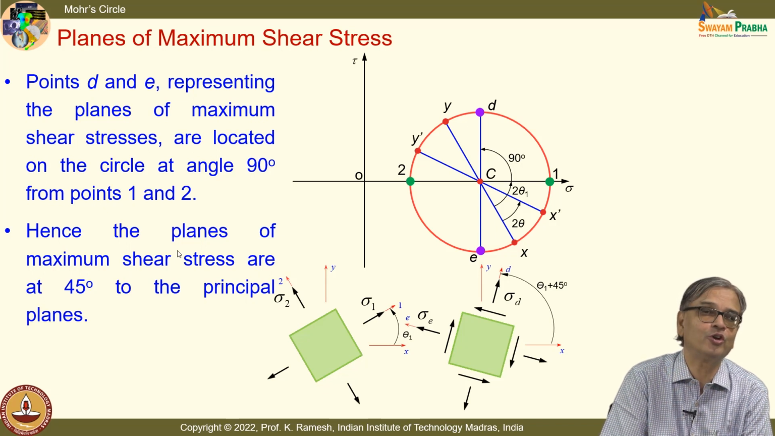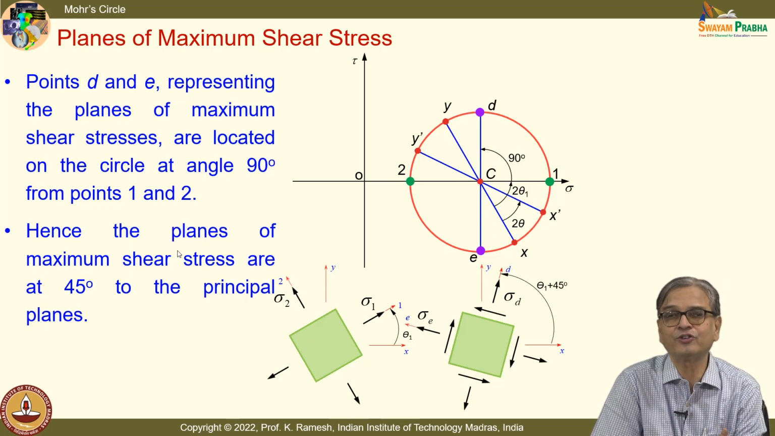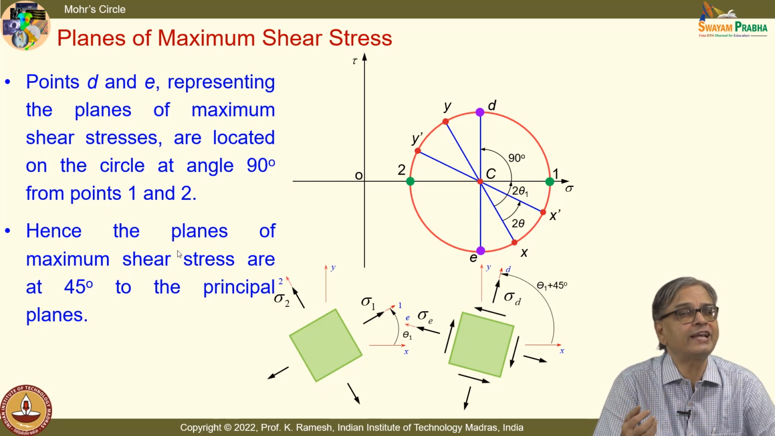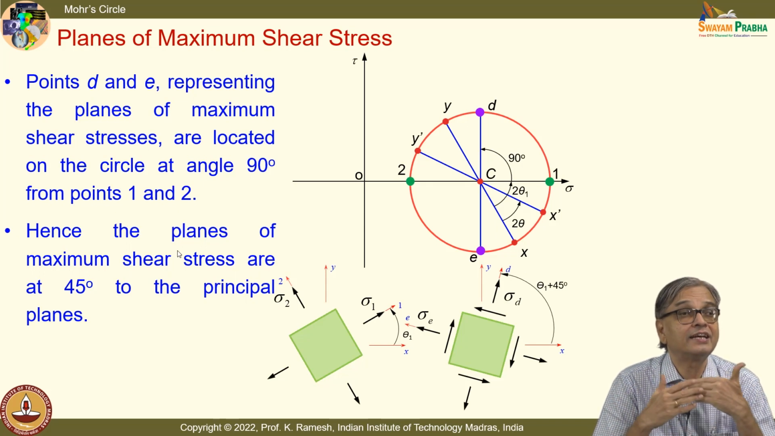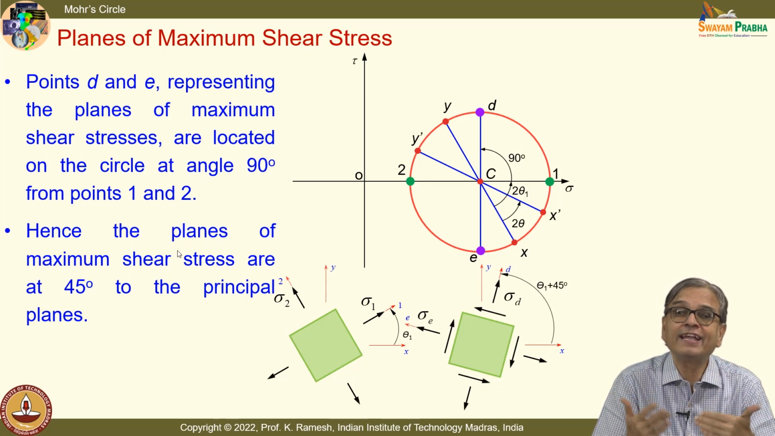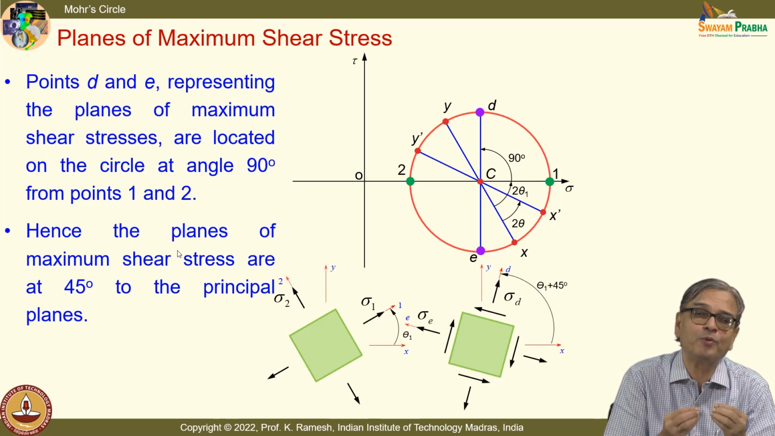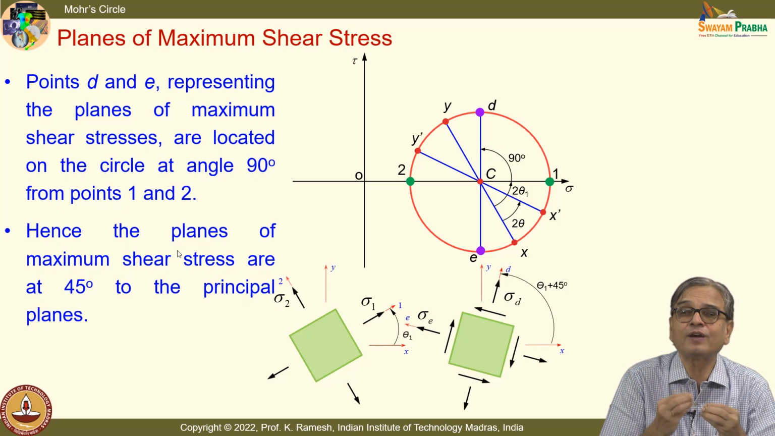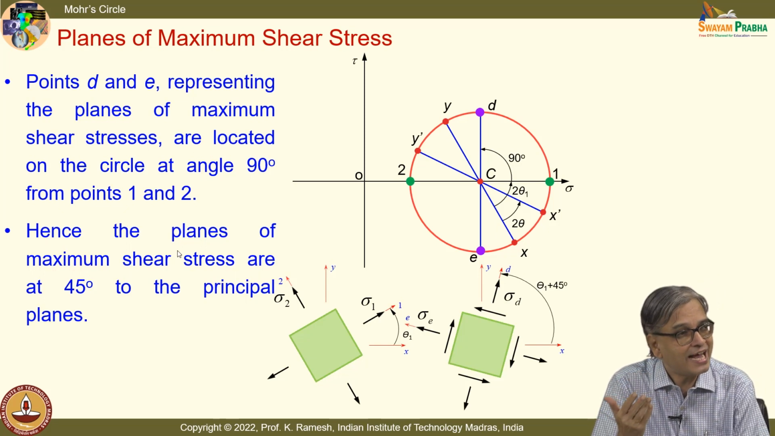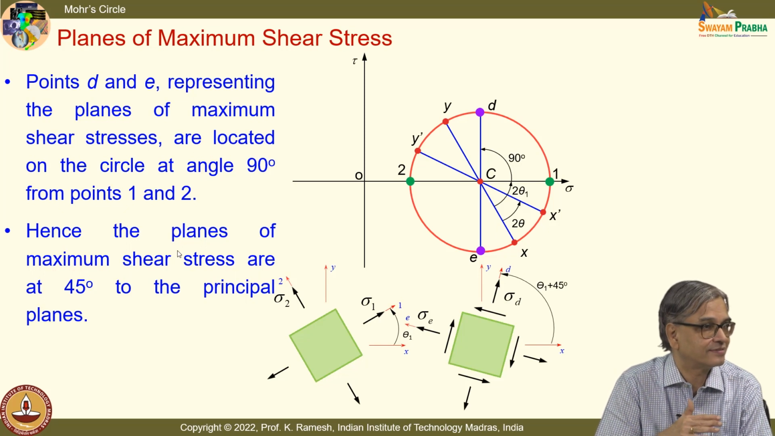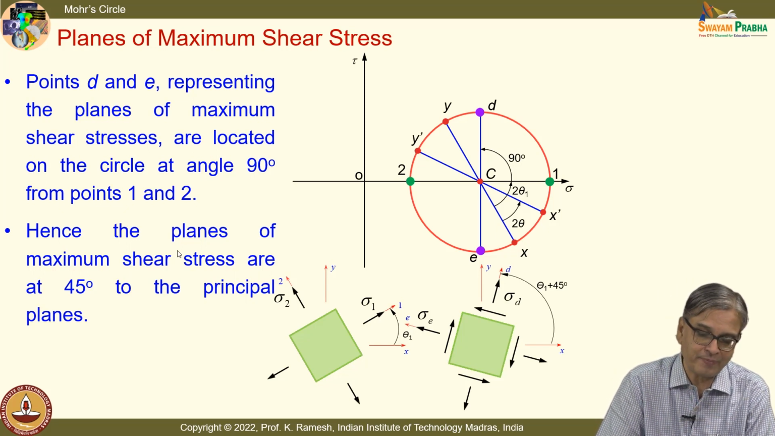Even before we go into theories of failure, experiments have revealed brittle materials fail by maximum normal stress and ductile materials fail by shear stress. So that is the reason why we attach more importance to finding out at a given plane of interest what is the normal stress as well as the shear stress. Okay, that is the reason why we pay attention.